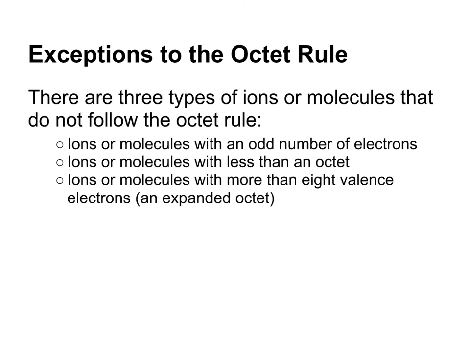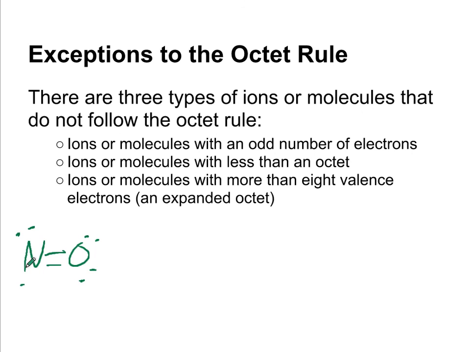There are 3 types of ions or molecules that don't follow the octet rule. The first type are ions or molecules with an odd number of electrons, like nitrogen monoxide, NO. 5 plus 6 is 11 electrons. The Lewis structure for nitrogen monoxide, the best we can do is something that looks like this. 2, 4, 6, 8, 10, 11 electrons. It's not following the octet rule because nitrogen doesn't have 8 electrons around it.